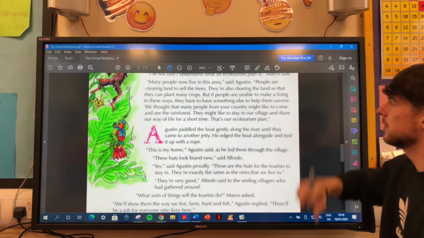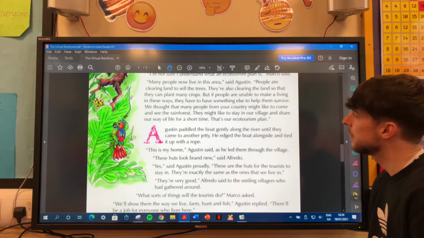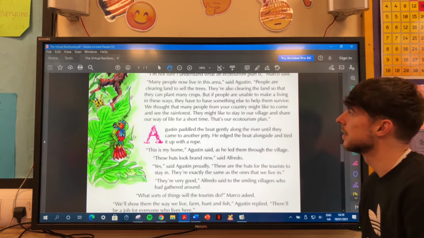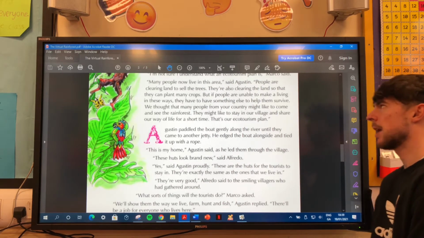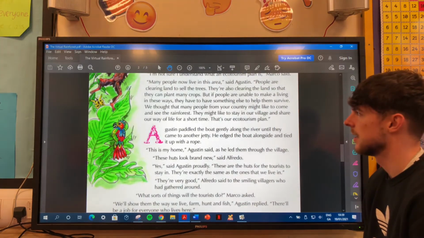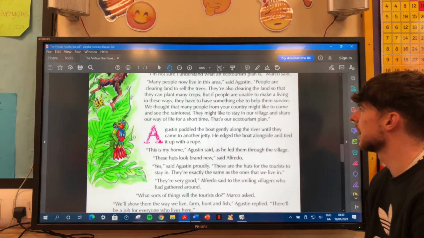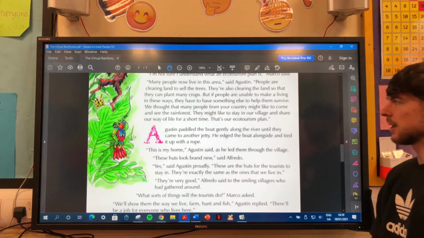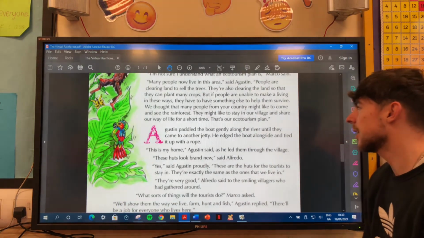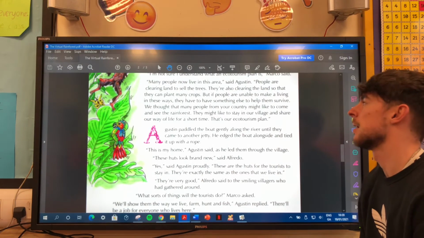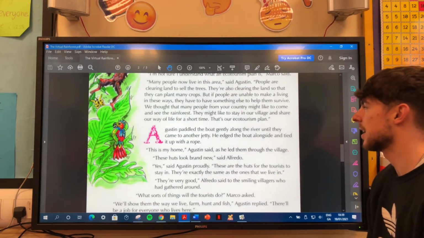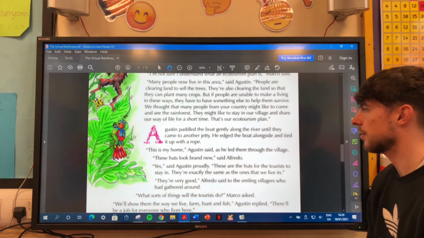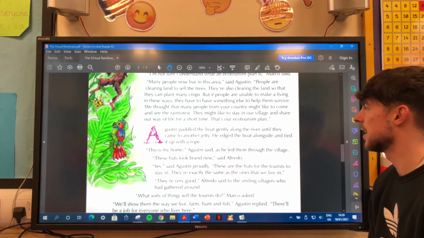"Many people now live in this area," said Augustin. "People are clearing land to sell the trees. They're also clearing the land so that they can plant many crops. But if people are unable to make a living in these ways, they have to have something else to help them survive. We thought that many people from your country might like to come and see the rainforest. They might like to stay in our village and share our way of life for a short time. That's our eco-tourism plan."